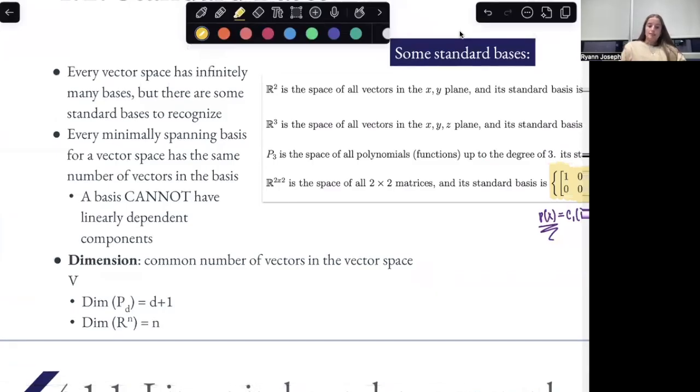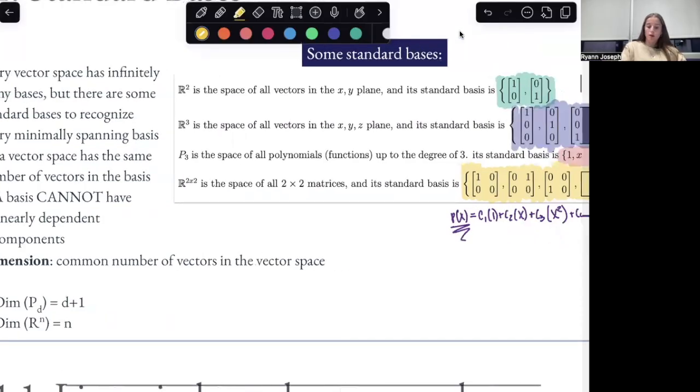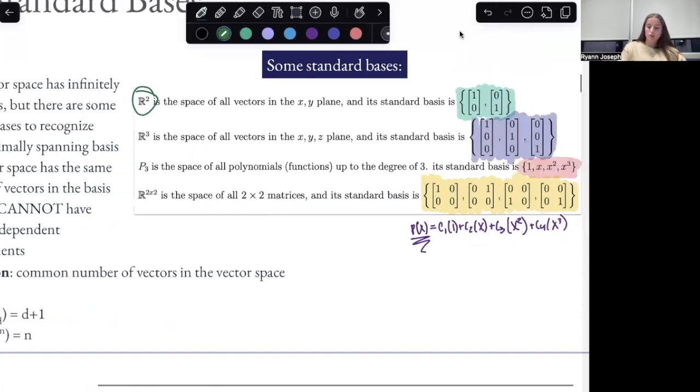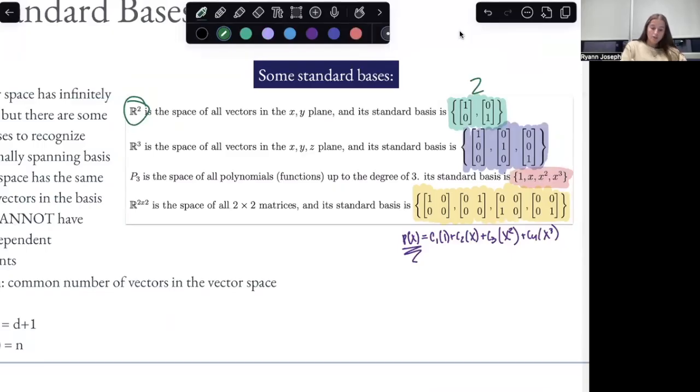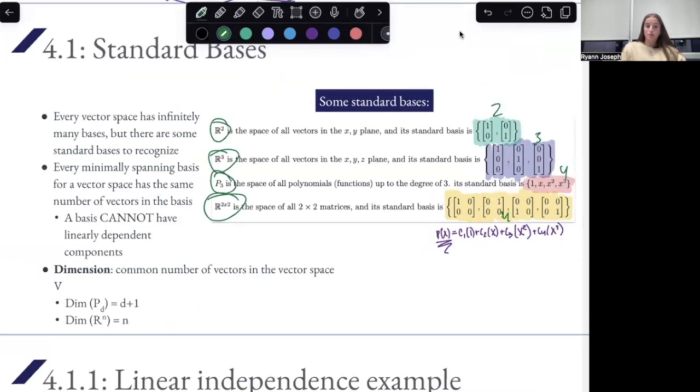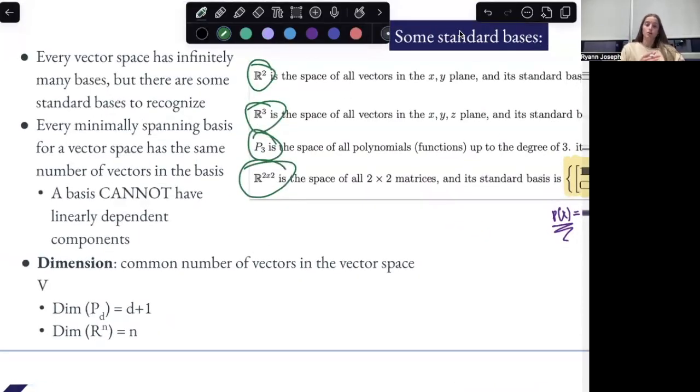Every minimally spanning basis for a vector space has the same number of vectors. So, right, we have infinitely many bases, but every single basis for R2 is going to have 2 things in it. Every single basis for R3 is going to have 3 things in it. Every single basis for P3 is going to have 4 things in it. Every single basis for R2 by 2 is going to have 4 things in it. Because a basis cannot have linearly dependent components. So for R2, you're always going to need 2 by 1 linearly independent vectors. For R3, you always need 3 by 1 linearly independent vectors.